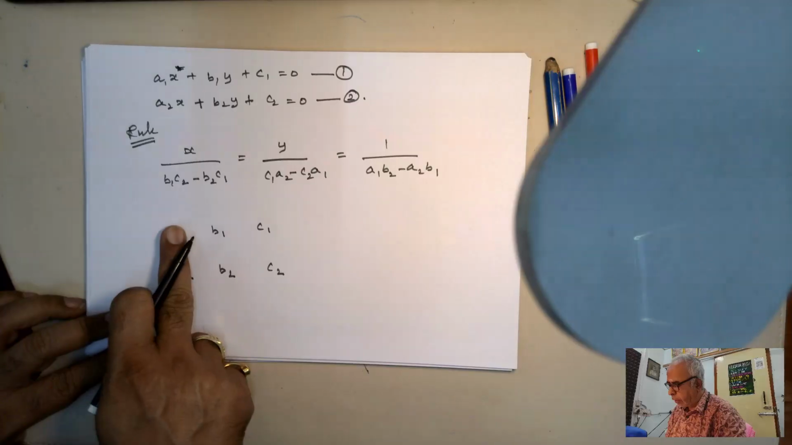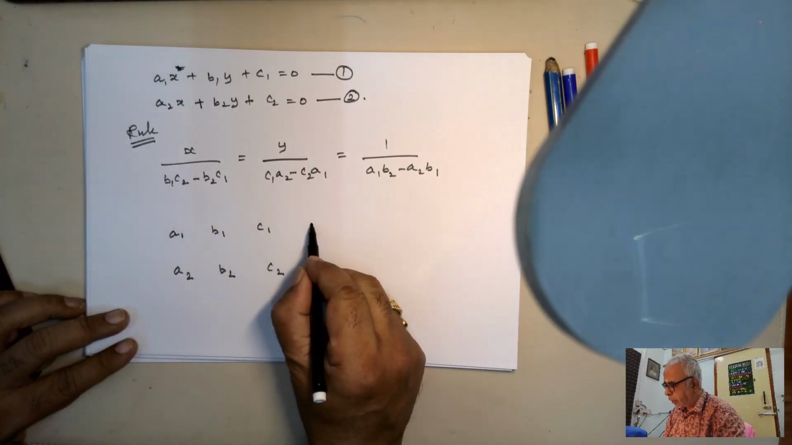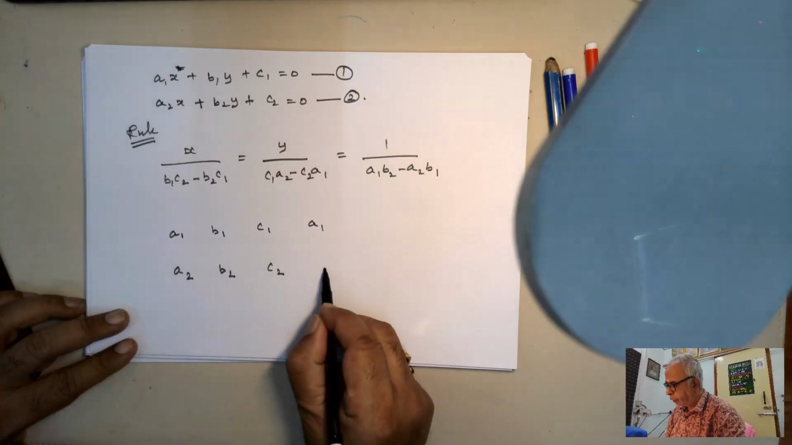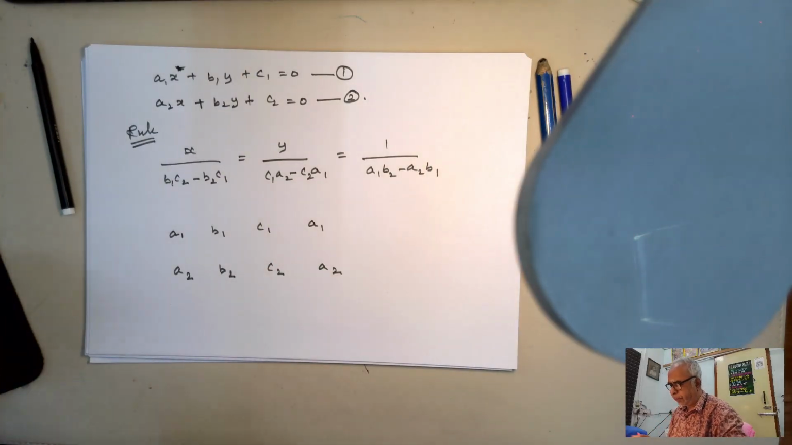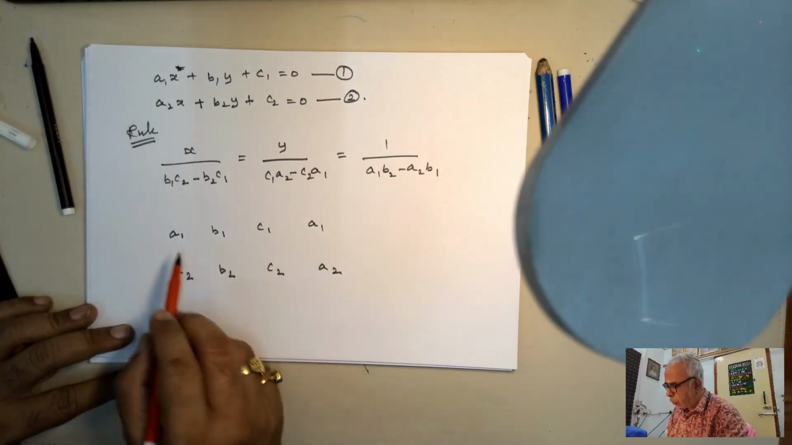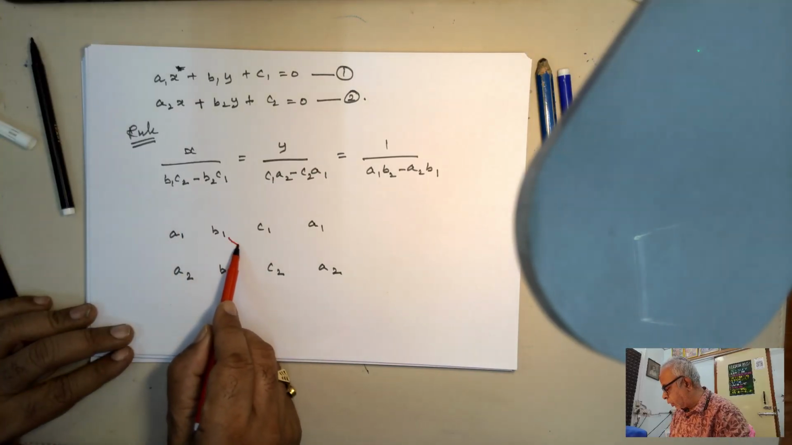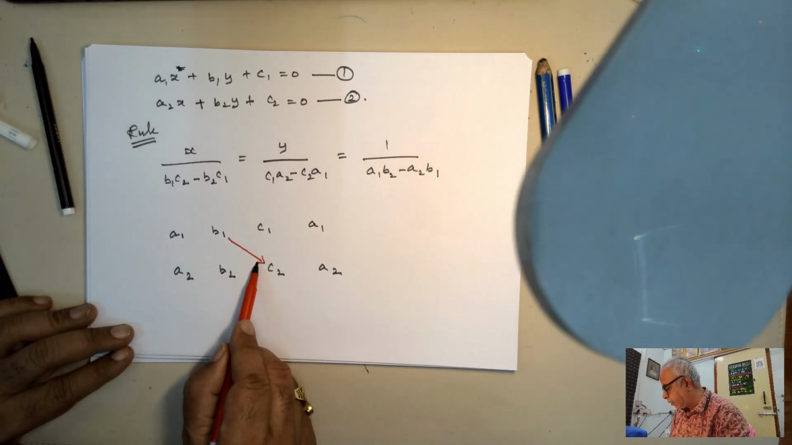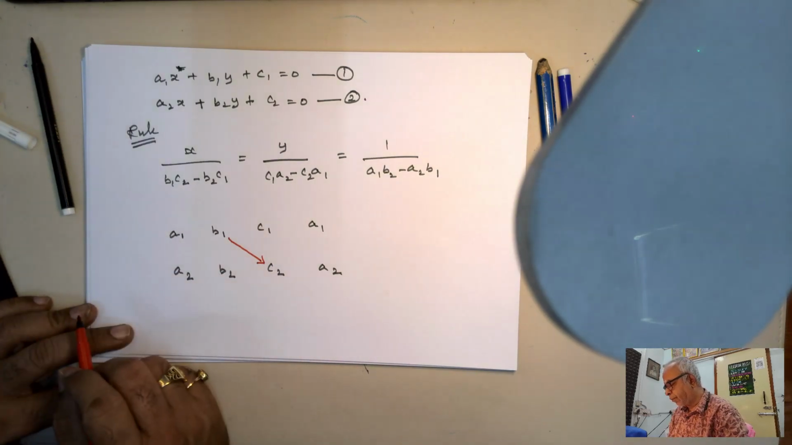And again, you have to repeat. Listen to me. The same should be repeated here. That is A1, A2. Now listen to me carefully. So here B1, C2 means you can cross multiply like this. Follow me carefully. So B1, C2.